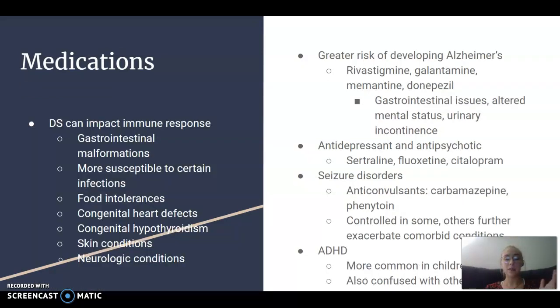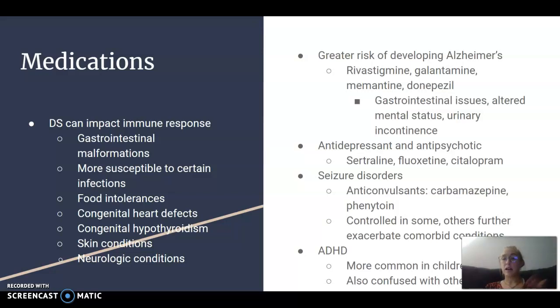Medications. Down syndrome impacts the immune response, and so many different comorbidities arise. So gastrointestinal malformations, they're more susceptible to certain infections. Food intolerances like celiac disease is not uncommon. Congenital heart defects and hypothyroidism are also common. Dementia is also very common in people with Down syndrome.